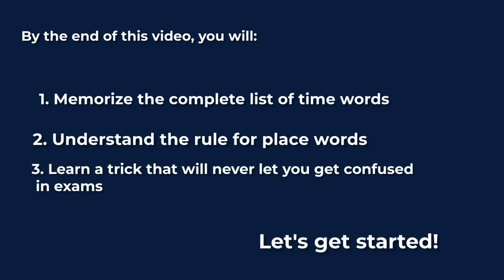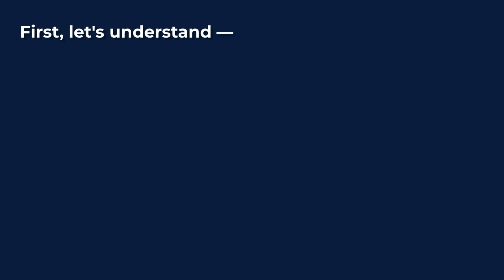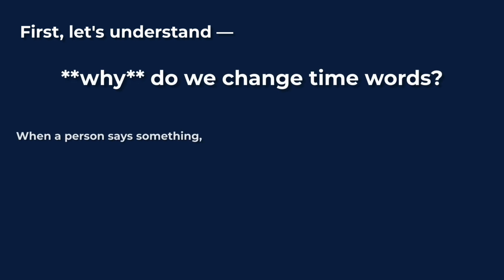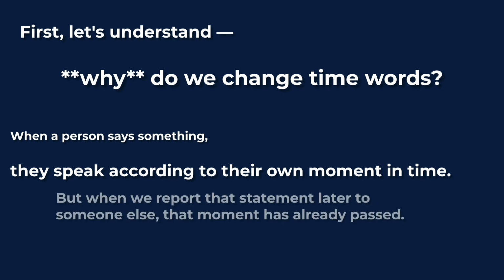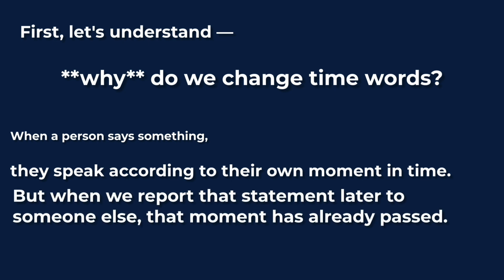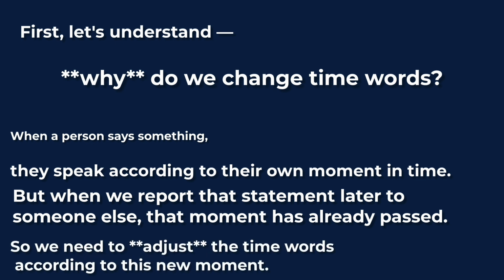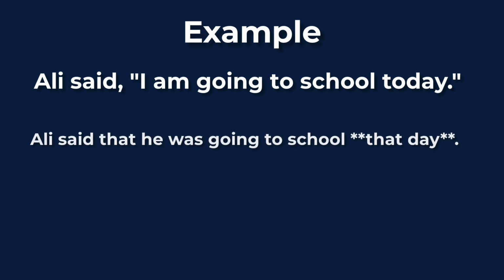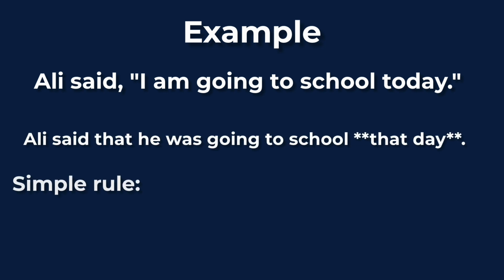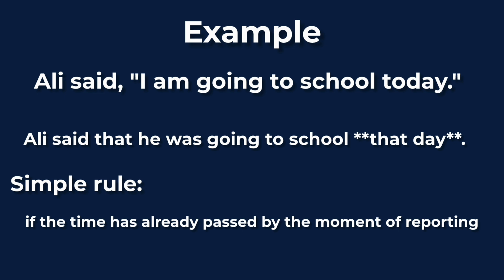Let's get started. First, let's understand why we change time words. When a person says something, they speak according to their own moment in time. But when we report that statement later to someone else, that moment has already passed. So we need to adjust the time words according to this new moment. Example: Ali said, "I'm going to school today." Ali said that he was going to school that day. Simple rule: if the time has already passed by the moment of reporting, the word changes.